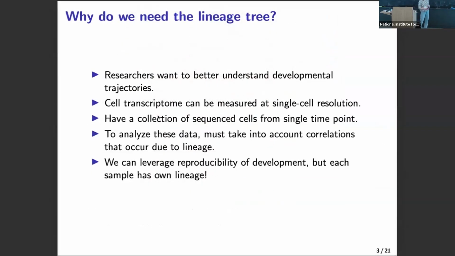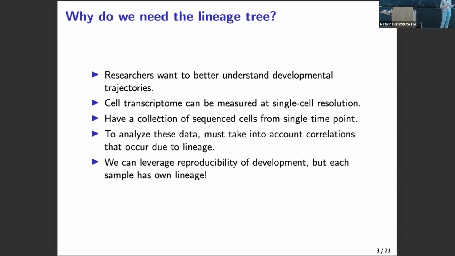Okay, so why do we need the lineage tree? So the ultimate goal is to understand developmental trajectories. But in order to do this, we have to consider that these measurements are correlated to the lineage. So for example, the transcriptome can be measured at a single cell resolution, but what we have is a sample of cells sequenced at a single time point. And to accurately analyze these, we have to take into account correlations that can arise due to the lineage.